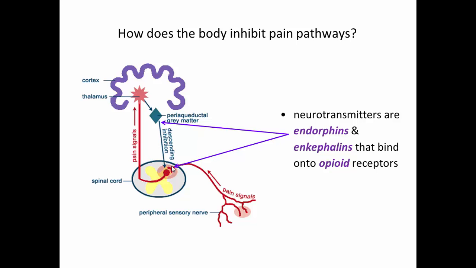They bind to a type of receptor called an opioid receptor. And there are many different types of opioid receptors, and so these endorphins and enkephalins bind to these opioid receptors, and that's how they're active. So the idea behind opioid drugs is that these drugs will bind onto these same opioid receptors and block the pain pathway. So this doesn't happen in the periphery, this happens in the spinal cord and in the brain.